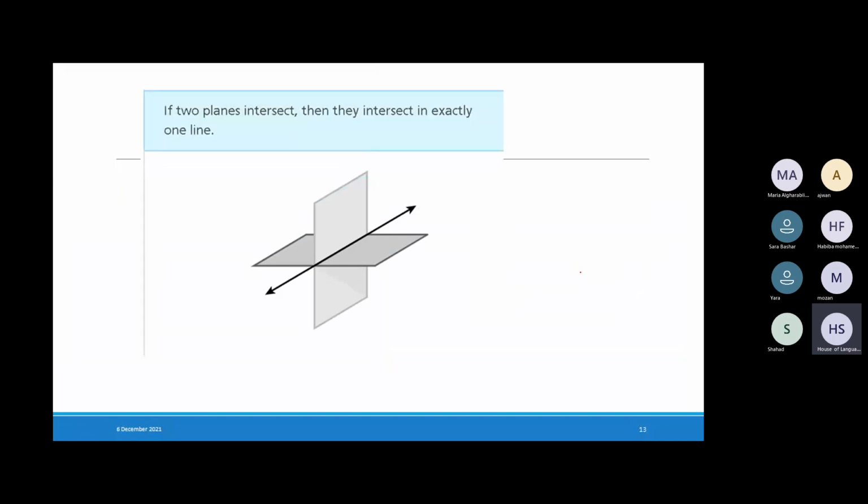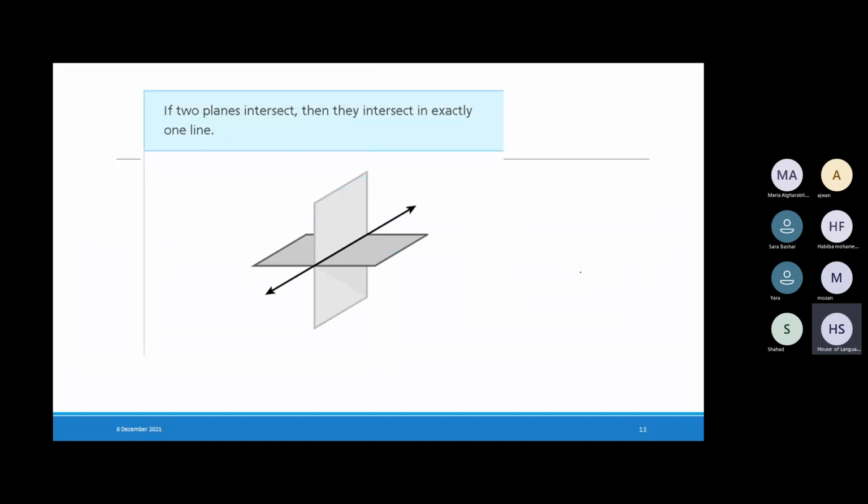It's already drawn. If two planes intersect, what do I mean by two planes? Like this plane. This is a plane and this is a plane. If they intersect, where do they intersect? Let's make a line. So if two planes intersect, then they intersect in exactly one line. Remember, two lines intersect in one point, but two planes intersect in one line. Like this one here, this is a plane and this is a plane, and they intersect only in one line.